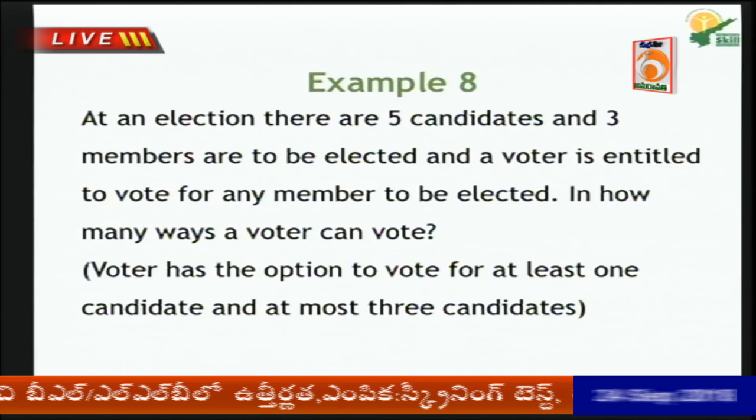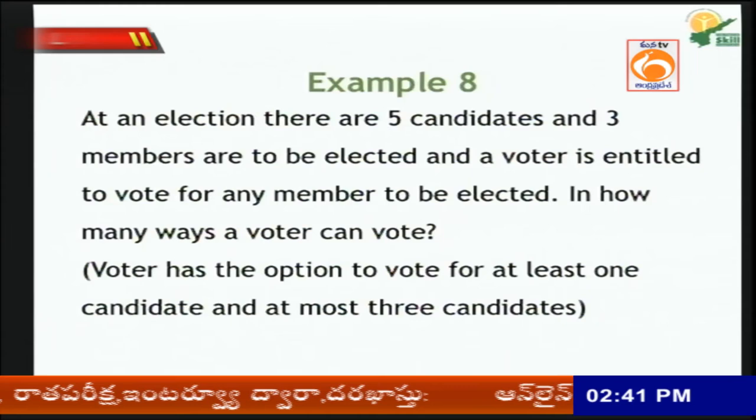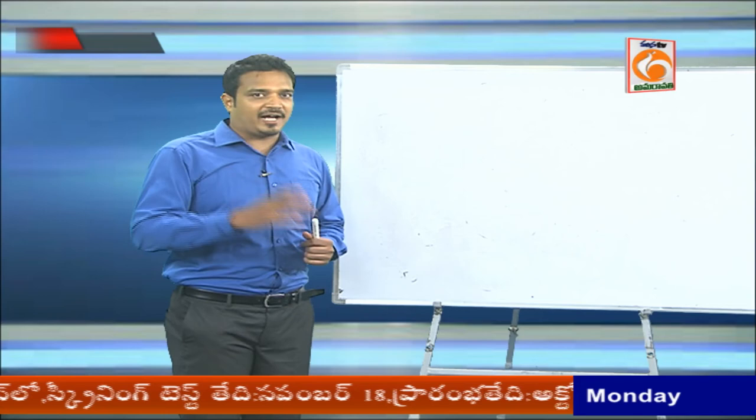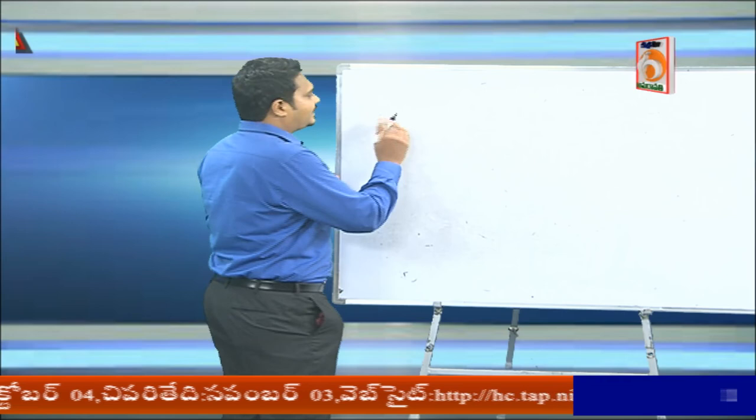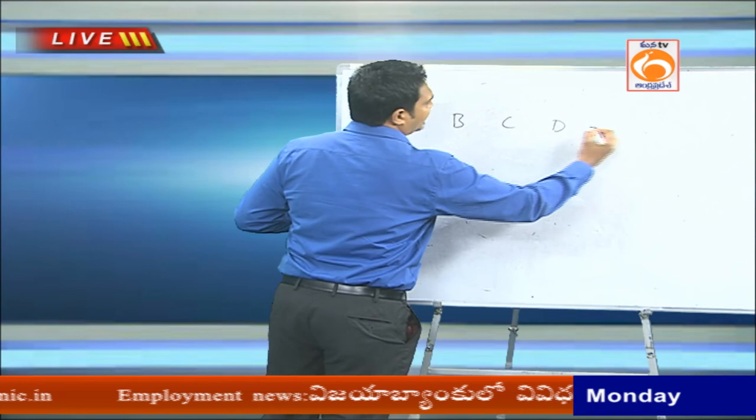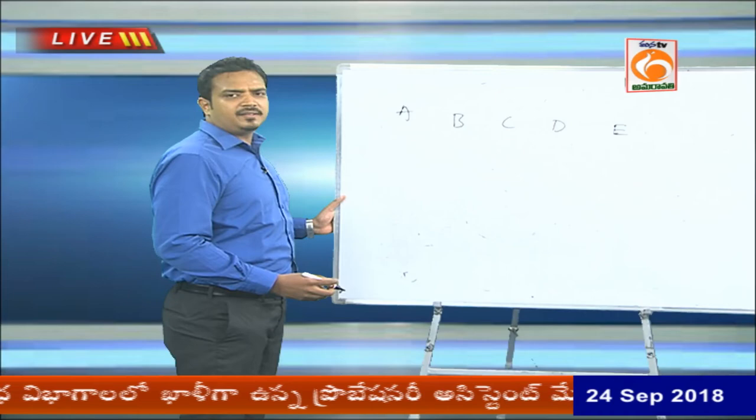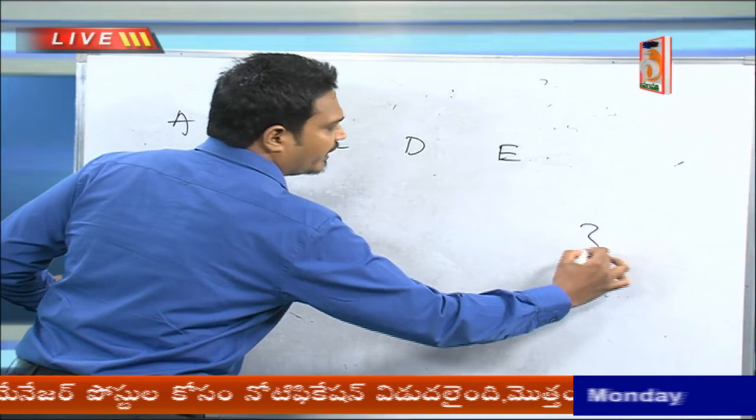All right. So this is something, you know, it's like somewhat tricky question, which you have to understand. So how many people are there? If you ask me, totally 5 people. All right. Let's say I'm going to name them as A, B, C, D, E. There are 5 people. These are the names. Okay, A, B, C, D, E. And how many people? 3 members are to be elected. So out of this A, B, C, D, E, we are going to elect only 3 people.